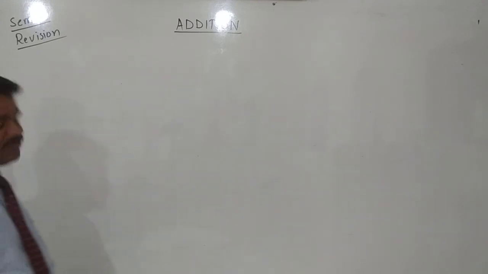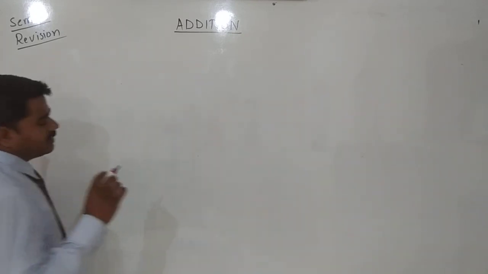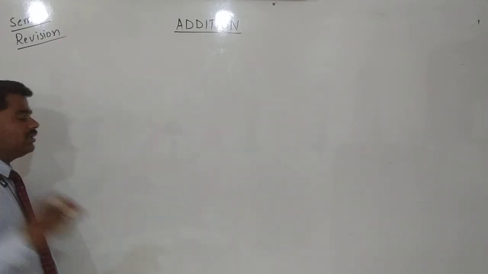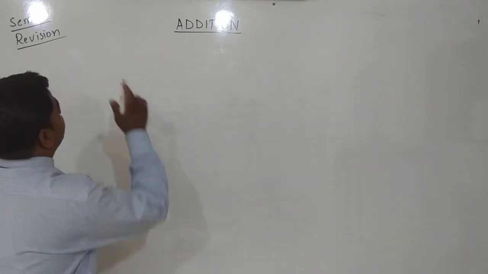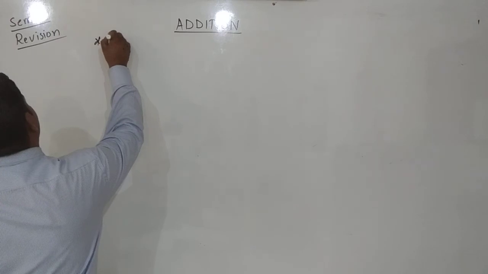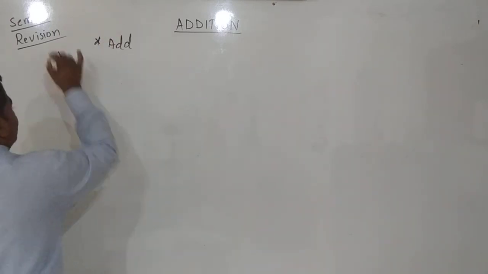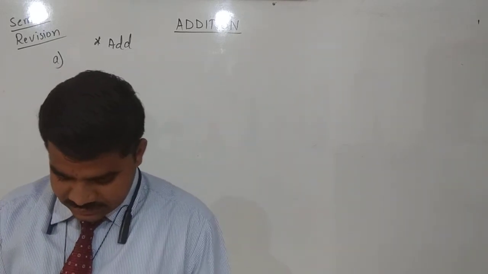Yes or no? The decimal numbers will be added here. That is, you should arrange the decimal point one below the other in the column. While arranging, it should be one below the other. Then we find the sum, that is correct here. Add or find the sum. Here we will see some decimal problems.